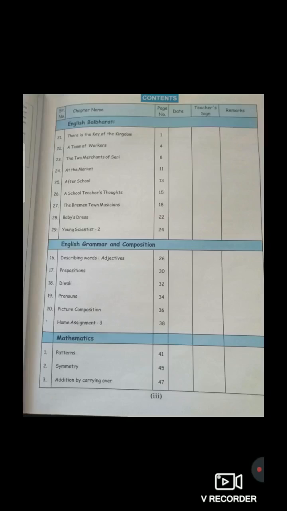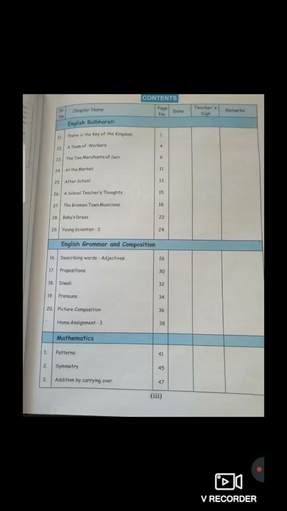This poem I had explained to you in the previous lecture, right? And from today onwards I am going to give you the notes of this poem. Students, in the previous lecture I had given you the homework. You have to write down the poem number 21, that is The Key of the Kingdom, one time in your English notebook. I hope everyone has completed, right? And I had given you some meanings. That also you have to write down in your English notebook.